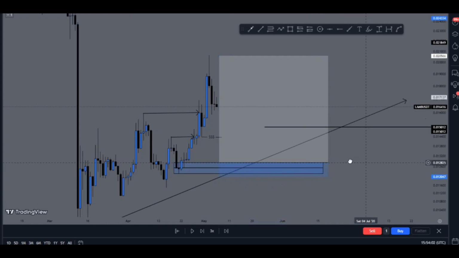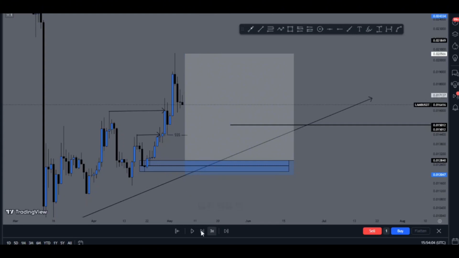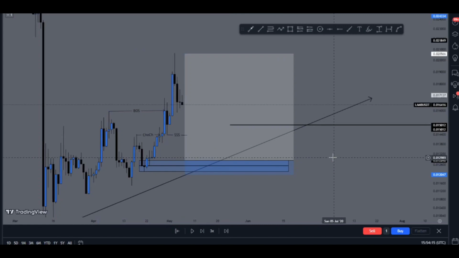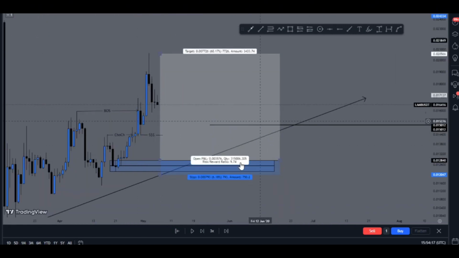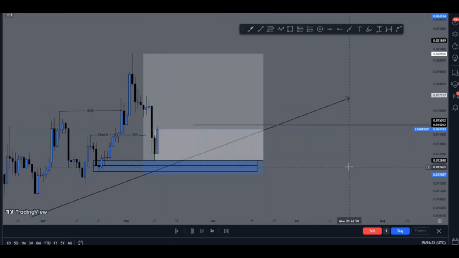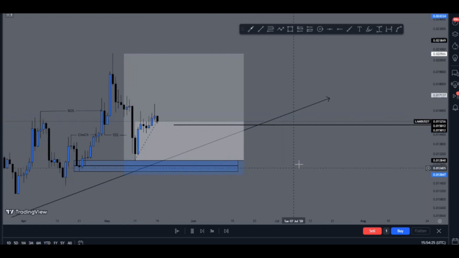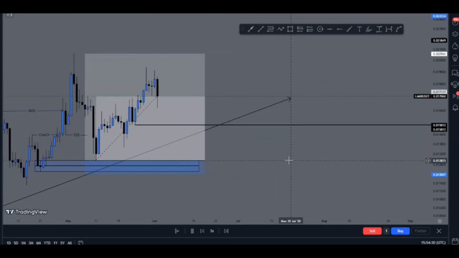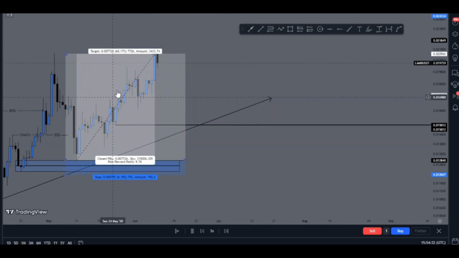So now let's see how this trade went, because we have marked our change of character right here, our break of structure. Then let's play it and see how it goes. Here's our last bearish candle. Here's liquidity. The market touched. You see what I was talking about? This was a sniper entry. Don't get distracted by all this.